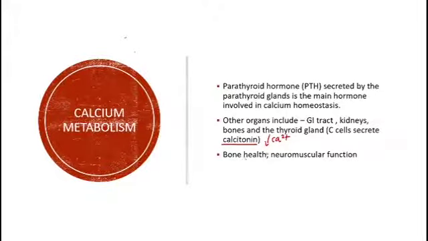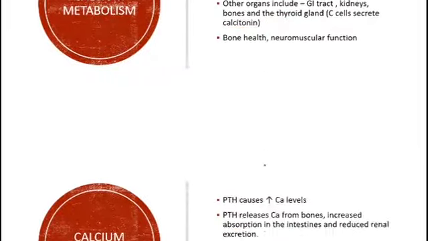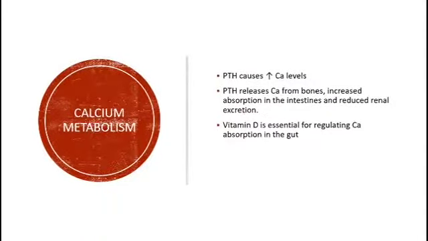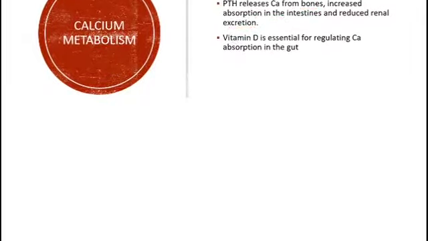Calcium is also involved in neuromuscular function and also helps in cell death, for example, in apoptosis. PTH causes increase of calcium levels by three mechanisms. It causes resorption of the bone, increases absorption in the small intestine, and reduces renal excretion of calcium. We'll also have a quick look at the synthesis of vitamin D in the next slide.